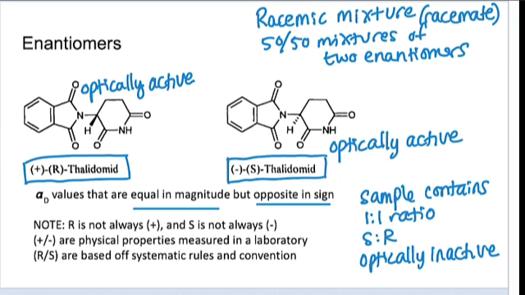Okay, so these are some vocabulary words that you're going to need to know. You know, what are enantiomers? What is a racemic mixture or a racemate? And what does it mean to be optically active?